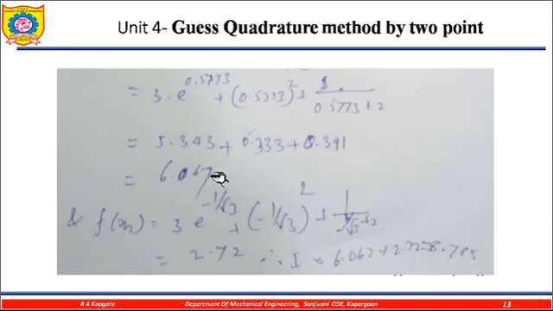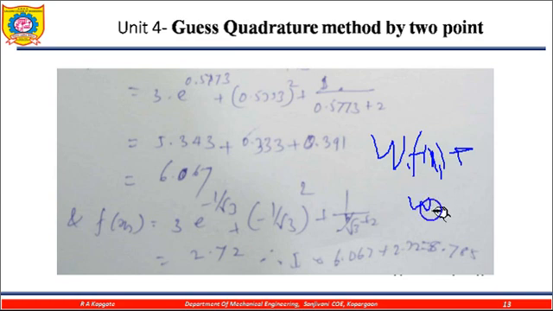so here w1, that is my end solution, is w1 into my function of x1 plus w2 into function of x2. Now here the values of both the w1 and w2 are 1 and 1.